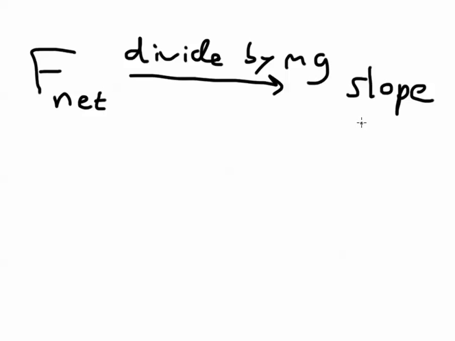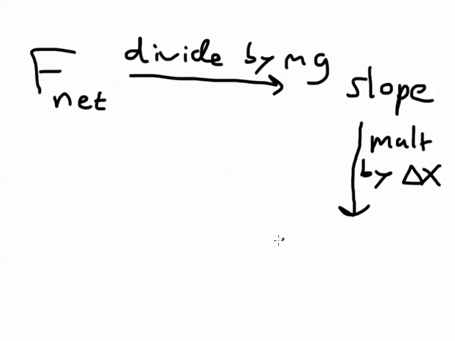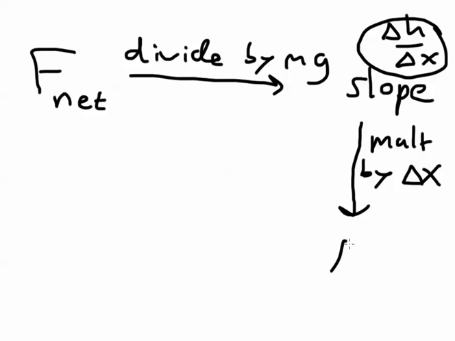Another fact is that when I multiply the slope by delta x, what do I get? Well, the slope is delta h over delta x. So when I multiply that by delta x, I get delta h, the change in height, as something rolls down the hill.